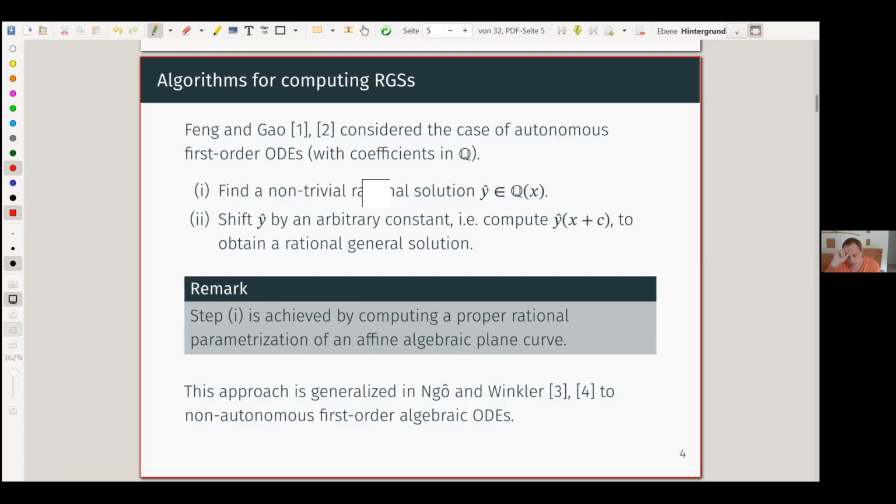And then they showed that if you just take the solution and shift the x by this integration constant c, by this arbitrary constant, then you'll get a rational general solution. And this is a very neat trick and a very nice way to construct these solutions. And well, it works only for autonomous ODEs. It no longer works for non-autonomous ones.